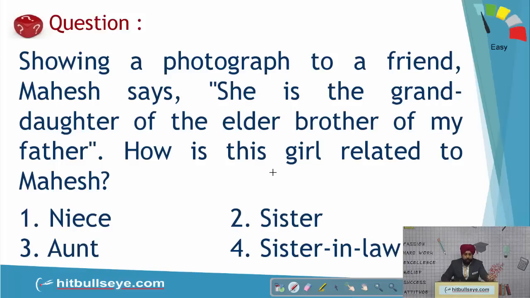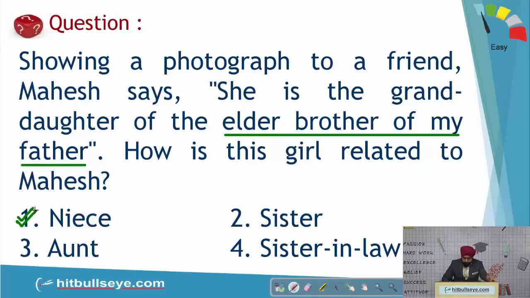Now here, it's a relationship question. Showing a photograph. She is the granddaughter of the elder brother of my father. Who is the elder brother of my father, students? My father's elder brother is my uncle. Now my uncle's granddaughter. My uncle's son or daughter is my cousin, and his or her daughter. That is, she is the granddaughter of my uncle. So that is, she is the daughter of my cousin. So the daughter of my cousin is just like the daughter of my brother or sister. So she will be my niece.